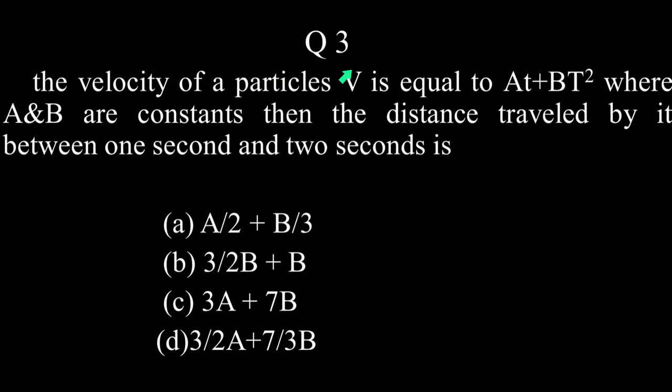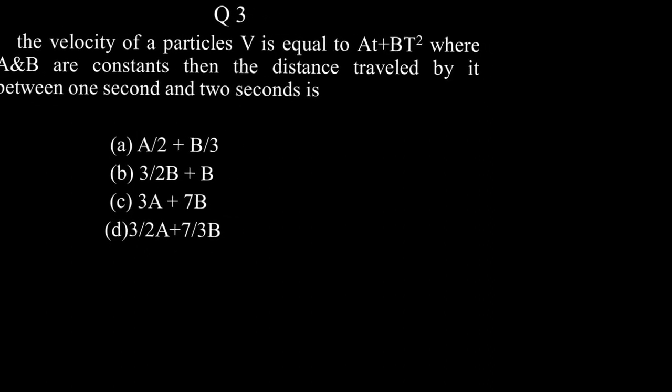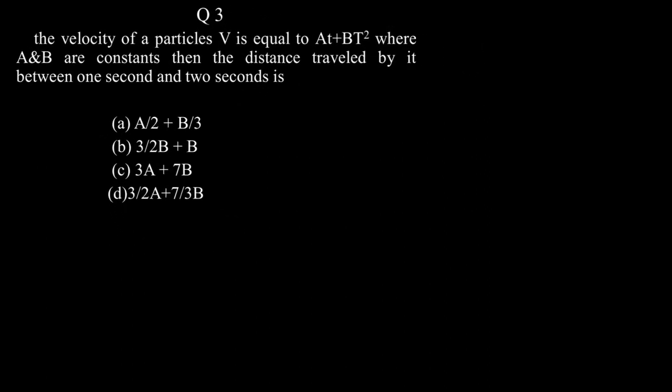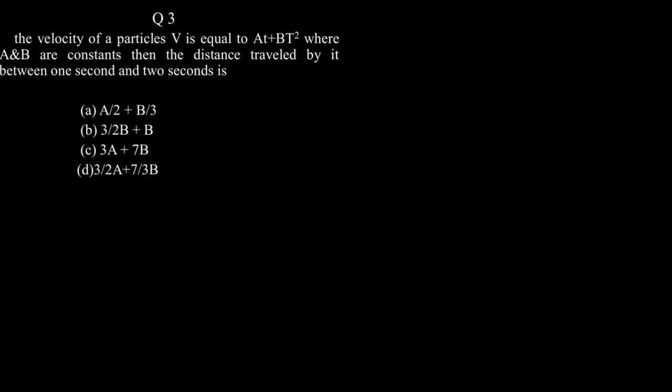The velocity of a particle v is equal to at plus bt square, where a and b are constants. Then the distance traveled by the body between 1 second and 2 seconds is. Okay. Now, this is a very straightforward question, but an application of differentiation. I'm sorry, application of integration. So let's see how to do this question.